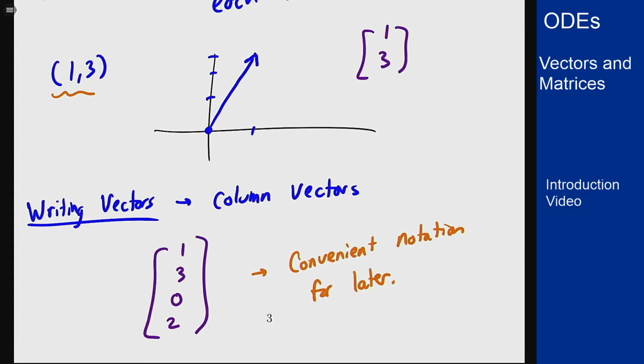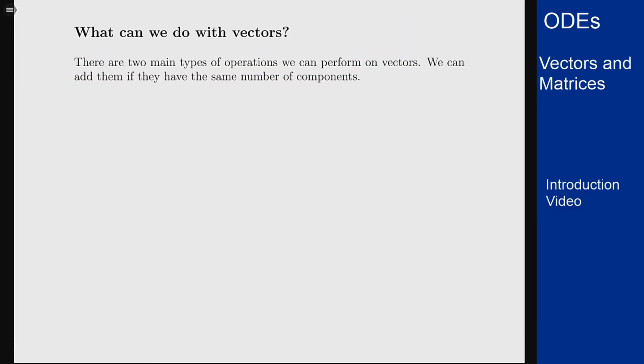So we have these vectors. What can we do with them? Well, there's two main operations we can perform. If they have the same number of components, we can add vectors. In terms of geometry, this is just tip-to-tail addition of vectors. It's just putting the arrows together.